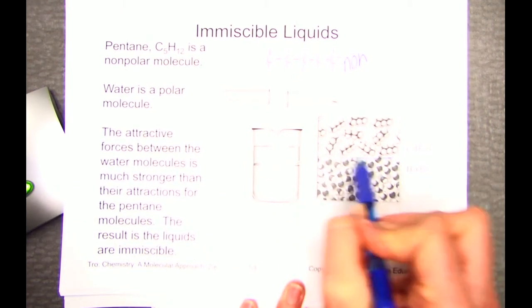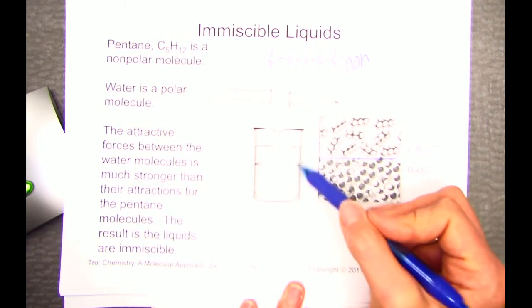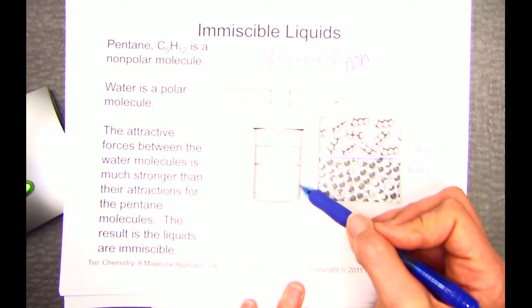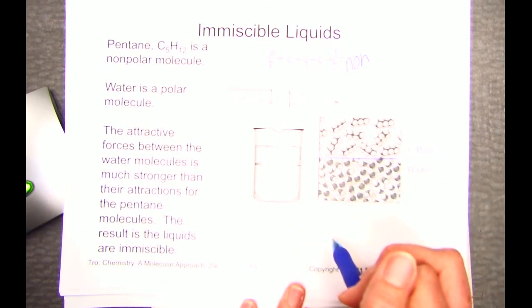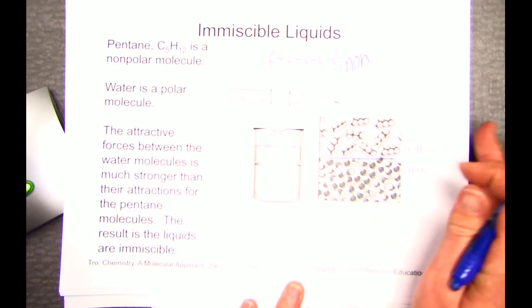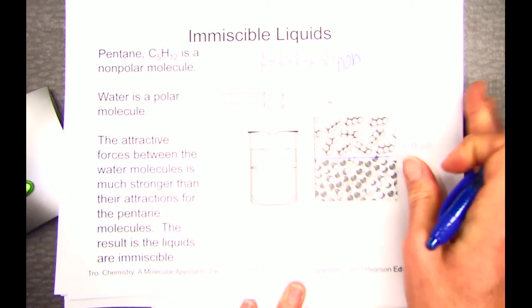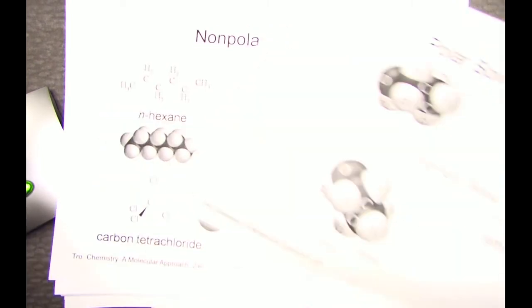We literally see a layer, just like oil floating on water. Pentane would float on water, and they would not mix. So immiscible liquids do not form a true solution. They are not soluble. Nonpolar pentane with polar water will not form a solution.